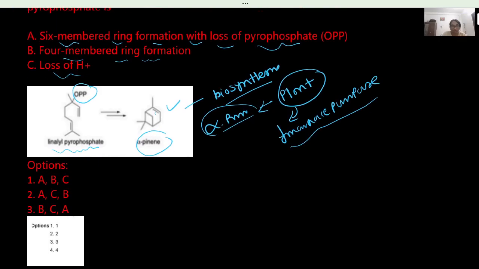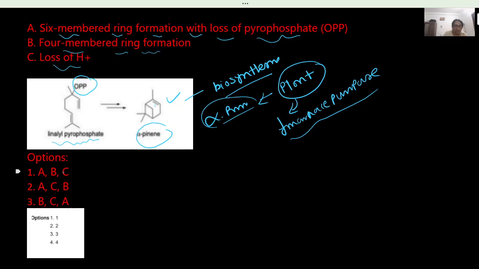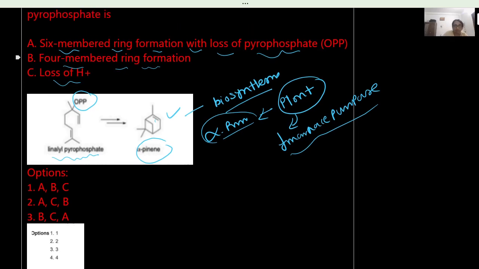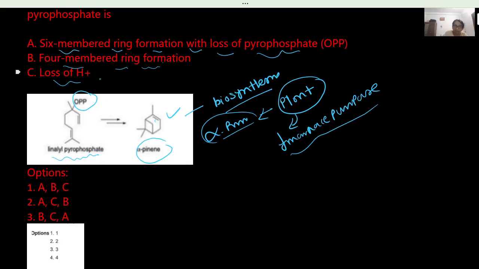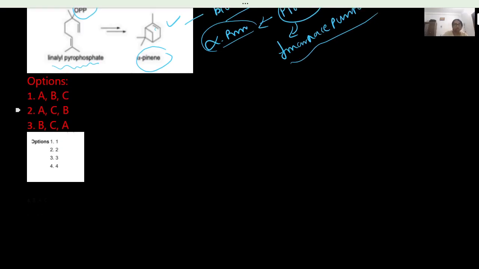So what will be the sequence of this process? There are three steps, A, B, C. A is six-membered ring formation with loss of pyrophosphate, B is four-membered ring formation, and C is the loss of H plus ion. We have to find the sequence of A, B, C. The options are sequences like ABC, ACB, or BCA.